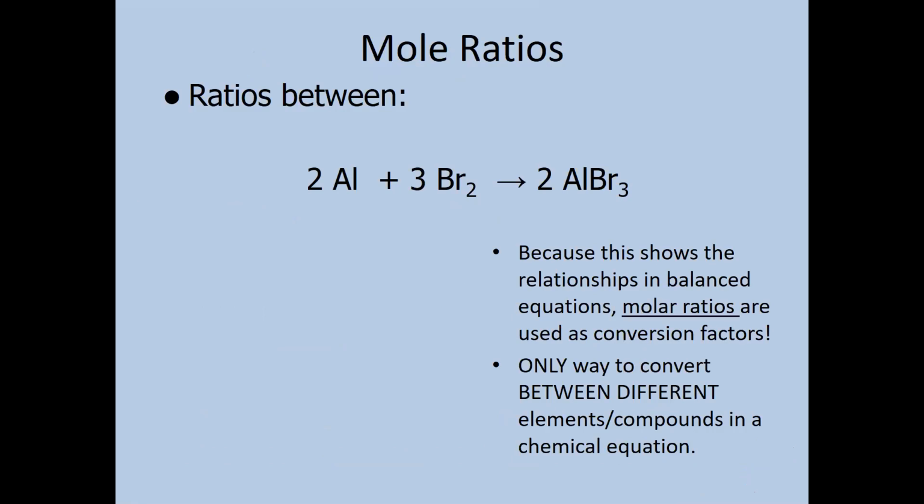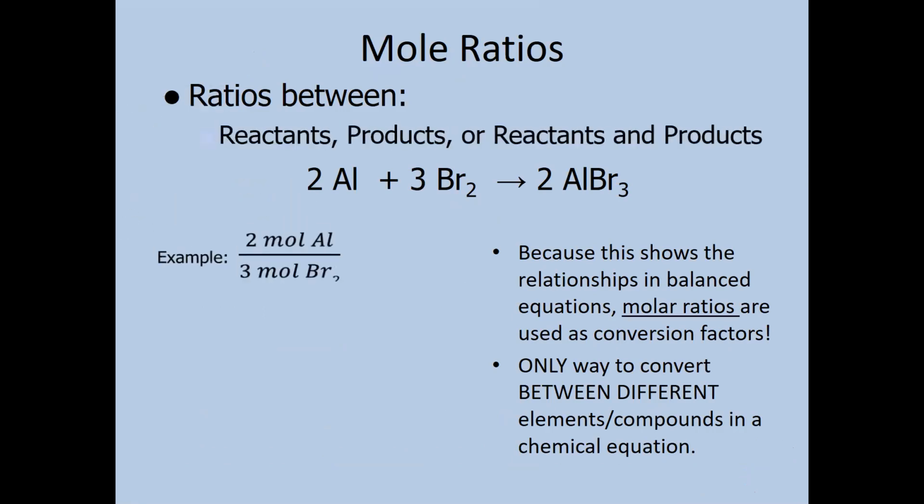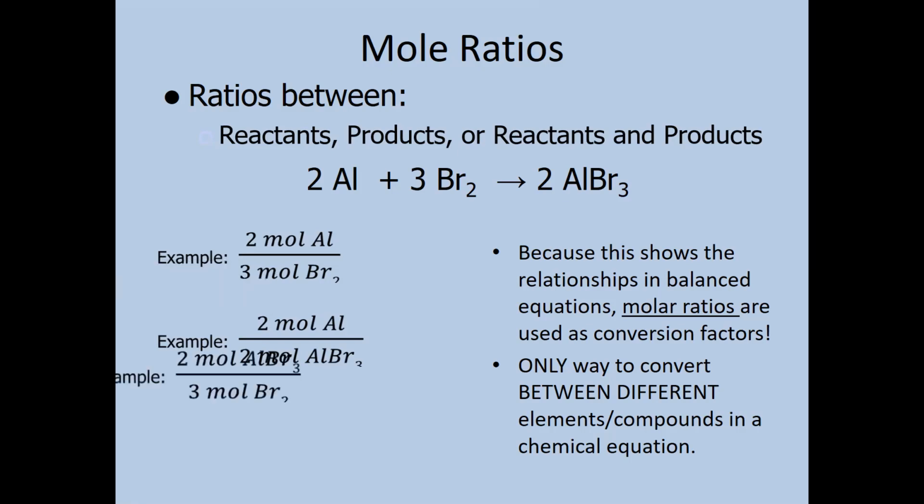So we're going to be using mole ratios. Mole ratios is taking a look at those coefficients from our equation and writing it as a conversion factor, which we've been using all throughout mole conversions, where we end up with one thing over another thing, such as this. 2 moles of aluminum over 3 moles of bromine. That relates our two reactants together in this particular reaction. We could do the same with a reactant over a product. 2 moles of aluminum would give us 2 moles of aluminum bromide.